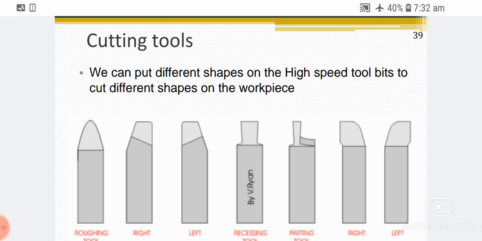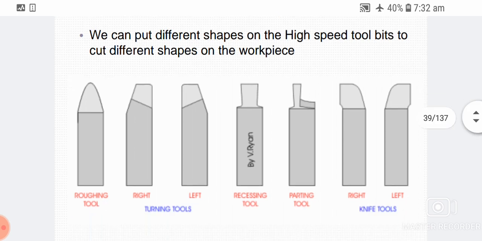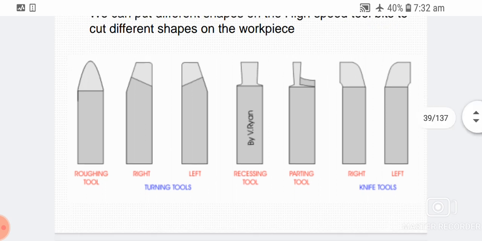Good morning, students. Now we can move to the topic cutting tool. We can put different shapes on high speed tool bits to cut different shapes on the workpiece. Roughing tool, right, left, recessing tool, parting tool, right, left.